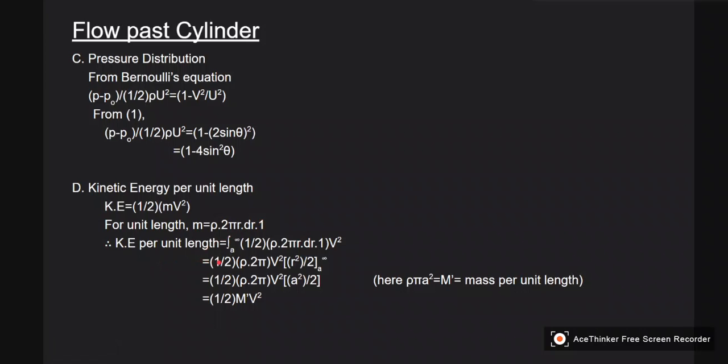Kinetic energy per unit length, so we did integration, sir. From a to infinity. Why have you integrated? We took mass per unit length, sir. Not unit length. You have taken a small element of length dr, an element of thickness dr. So when you want to get the entire value, starting from r equal to a to any value, or 0 to a, a to infinity, a to infinity.